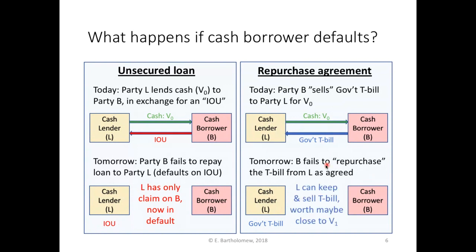Contrast that with what happens here. If B fails to repurchase the T-bill, the cash lender is left with the T-bill instead of cash. But that's a lot better because L can keep and sell that T-bill. And that T-bill is not in default and may be worth something close to V1.